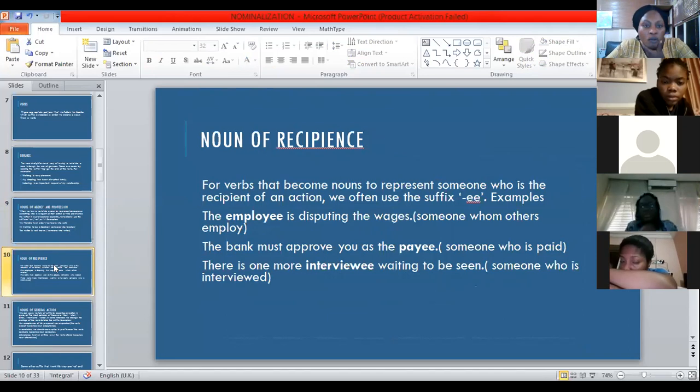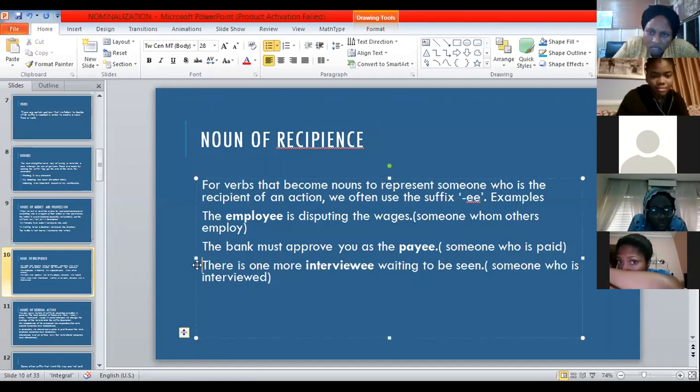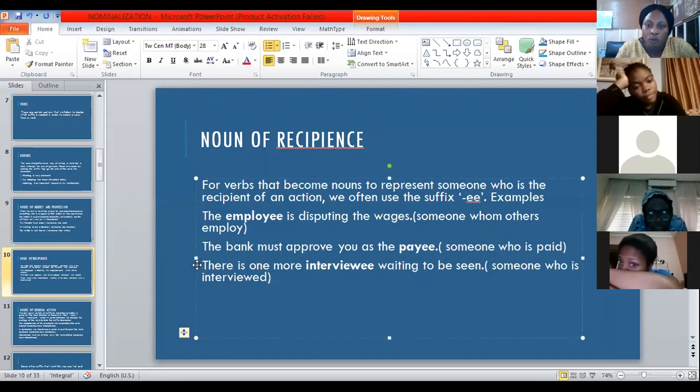Let's go forward now. Nouns of recipient. For verbs that become nouns to represent someone who is the recipient of an action, we often use the suffix -ee. We'll understand it as I explain further. Example: the employee is disputing the wages. Who is an employee? Someone whom others employ. How did you arrive at the word employee? From the verb employ. We now added what? The suffix -ee.